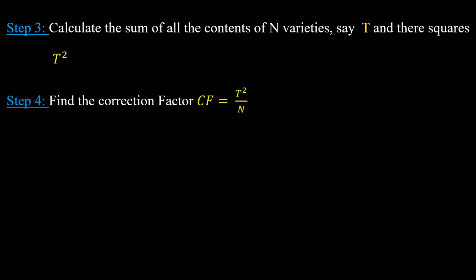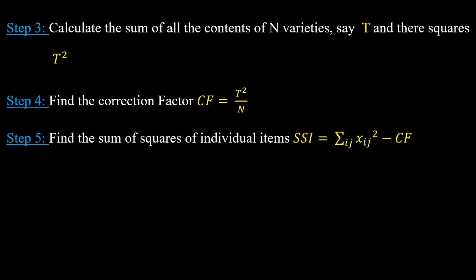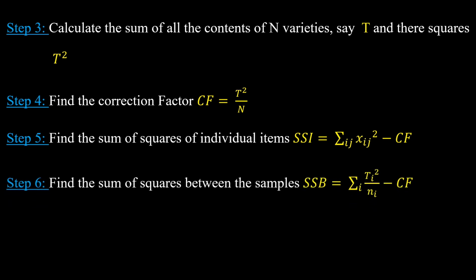Step 4: find the correction factor. Correction factor CF is T square divided by capital N, where capital N is the total number of items. Step 5: find the sum of squares of individual items. It is given by SSI equal to the summation of each item squared minus the correction factor. We have to square each term, minus the correction factor.